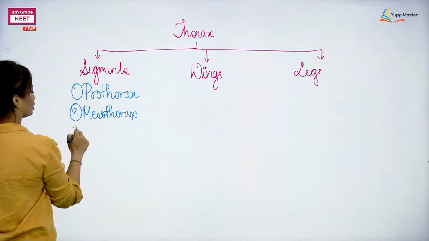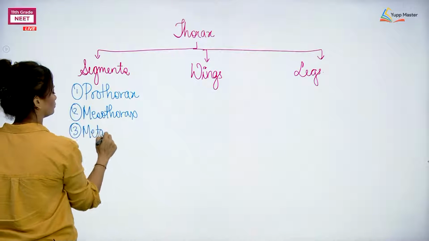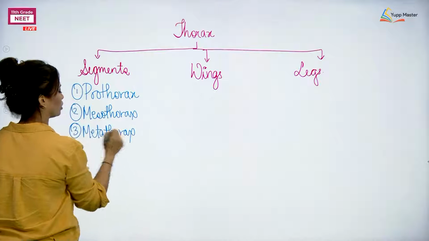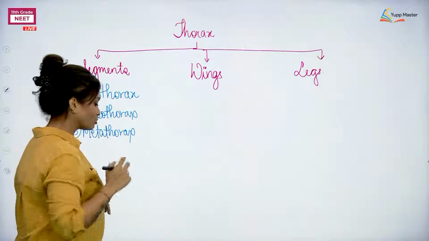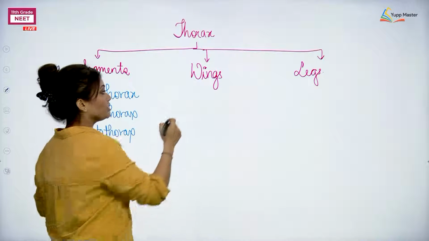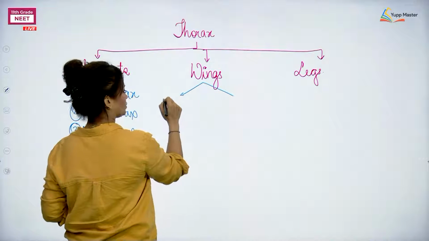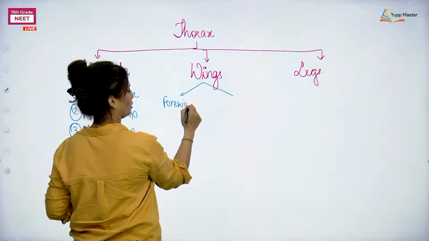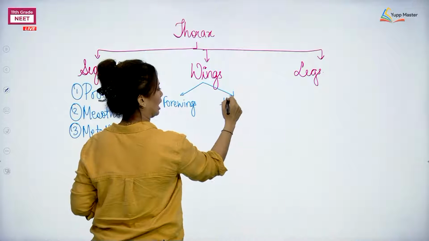Okay, and the third was called the metathorax. So these are the three segments present in the thorax region. Next, when we talk about the wings, there are two wings. First we have the forewings, and second we have the hind wings.